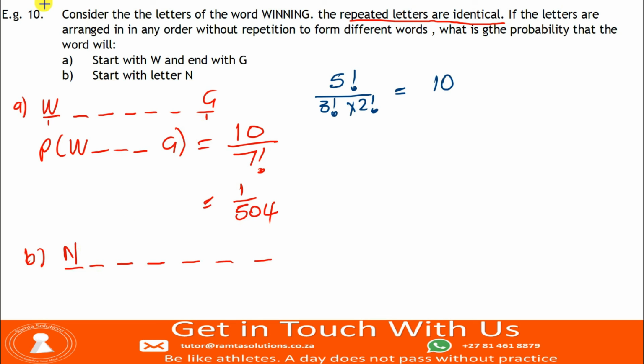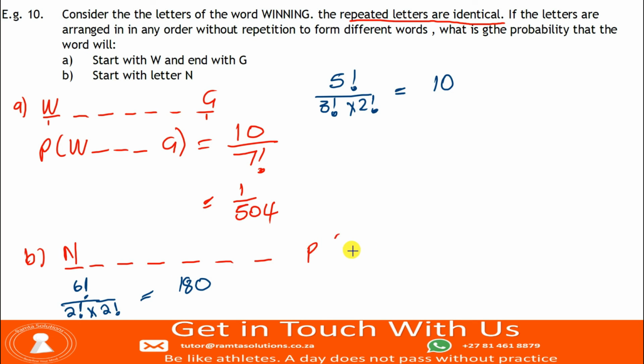When it starts with N, you have 6 letters to choose from. Of the 6, one letter is repeated twice, then N is repeated twice, and I is also repeated twice. So what is this? 6 factorial over 2 factorial cubed, this is 180.